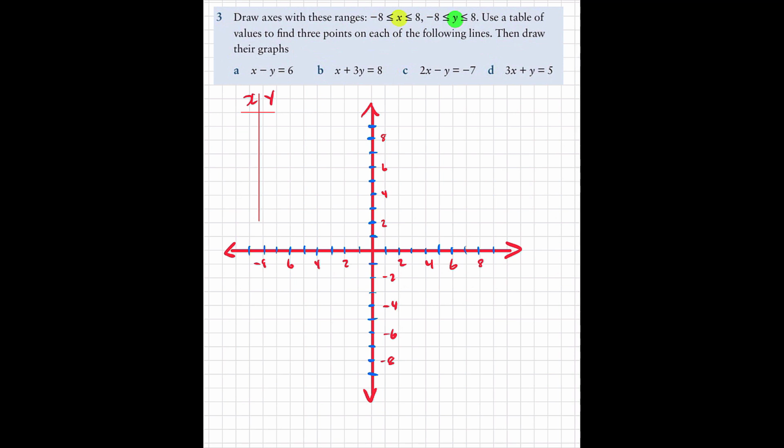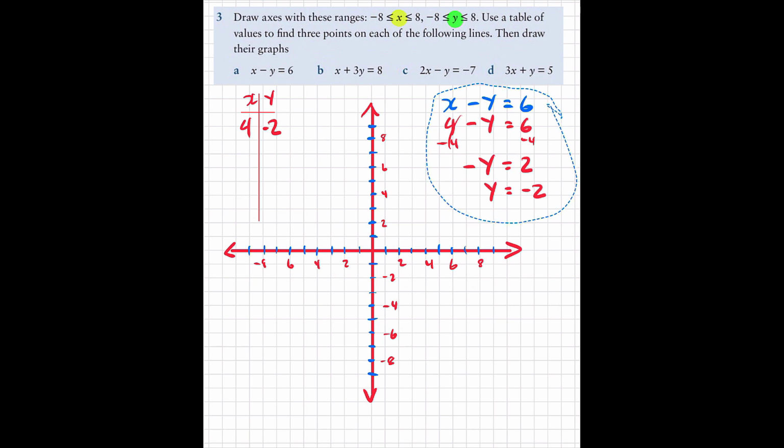So when X is 4, what is Y? Well, again, I'm going to take the original equation, which is X minus Y equals 6. I'm now going to substitute the X with a 4, so it becomes 4 minus Y equals 6. I'm going to subtract 4 from both sides, and I get negative Y equals 2. And I know that if negative Y equals 2, then Y is equal to negative 2. So that means when X is 4, Y is negative 2. So that is definitely a point that falls within the range there.